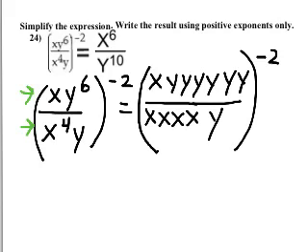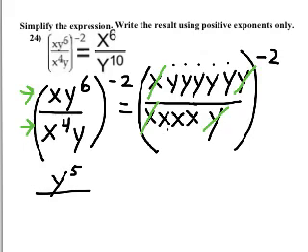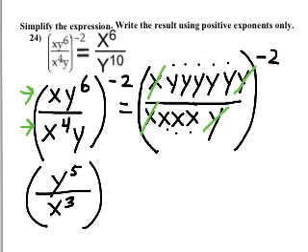So we can cancel out 2 y's. Y divided by y is 1. And we can cancel out 2 x's. X divided by x is 1. Then let's count up and see how many y's we have left in the numerator. We have 1, 2, 3, 4, 5. So that would be, I'll write it over here, y to the 5th, right? And the x's in the denominator, well, there's 3. See, 1, 2, 3, so that'd be x to the 3rd. Of course, the whole thing is still to the negative 2 power.